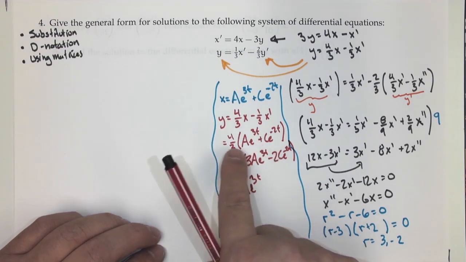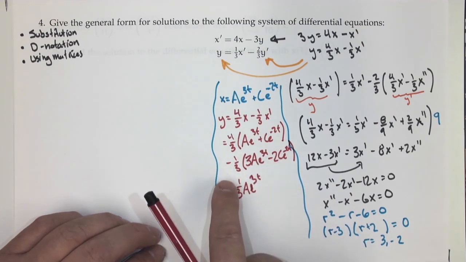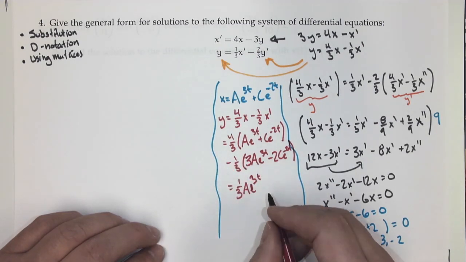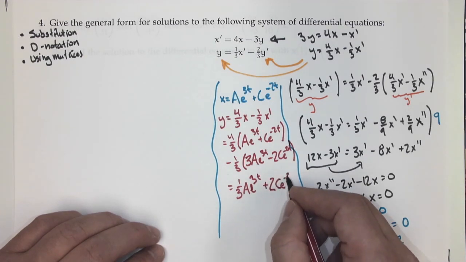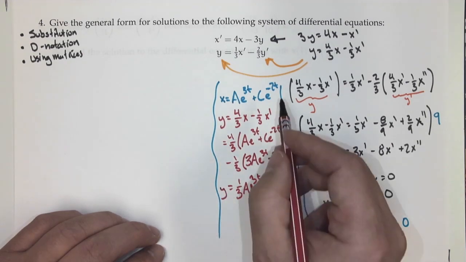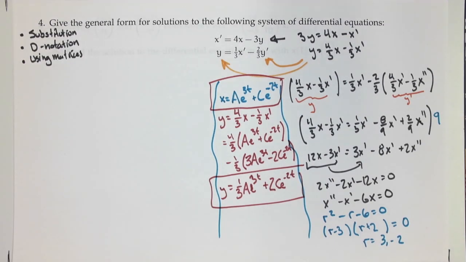Here we'll have 4/3 C plus 2/3 C. So 4/3 plus 2/3 makes 6/3, also known as 2. So there's our x, and there's our y. And now we found the solution. Because when it says general form, it didn't specify x or y, so the implication is we have to find both.